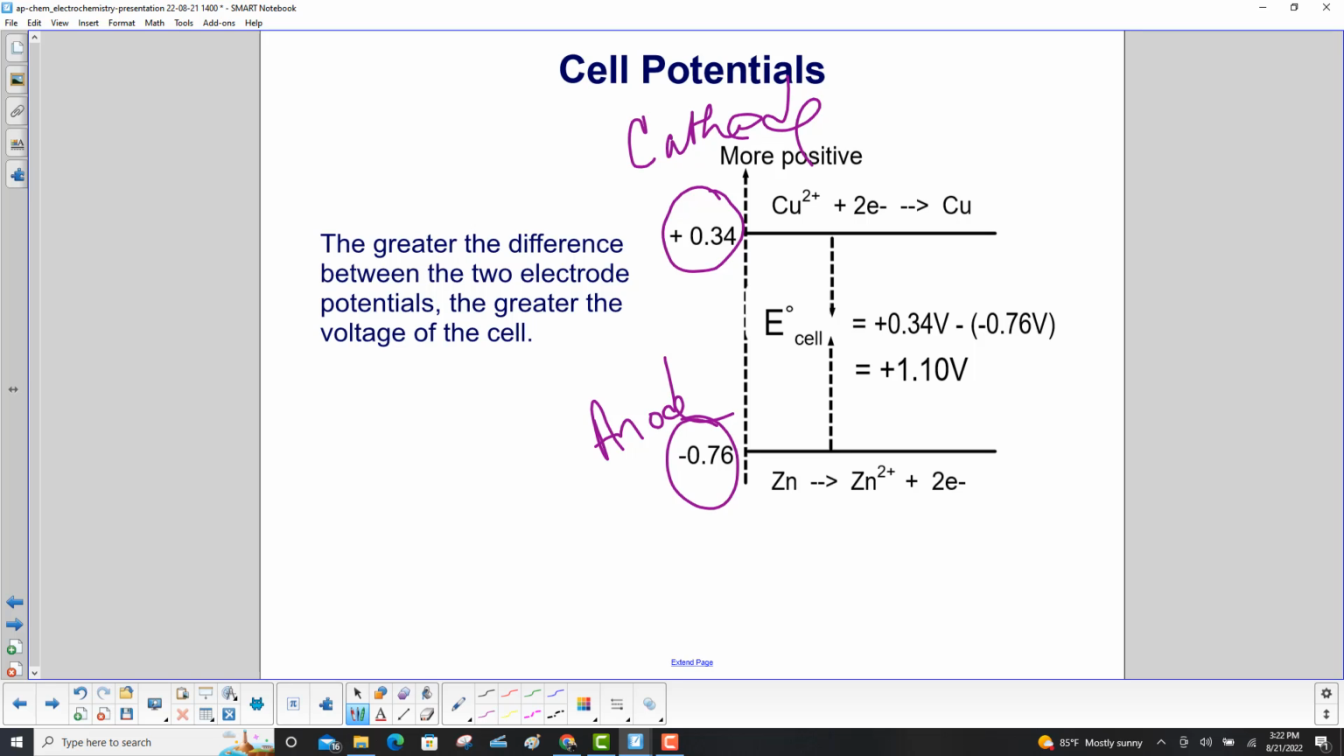So E0 cell is the SRP of the cathode, which is 0.34, minus the SRP of the anode, minus 0.76, and you get 1.10 volts. That's the voltage of the cell.